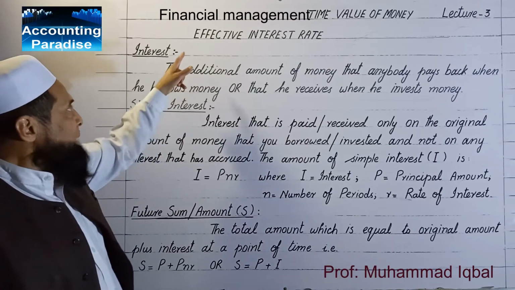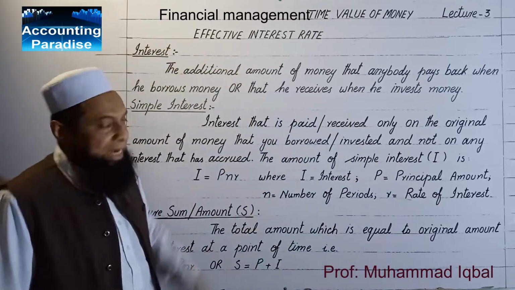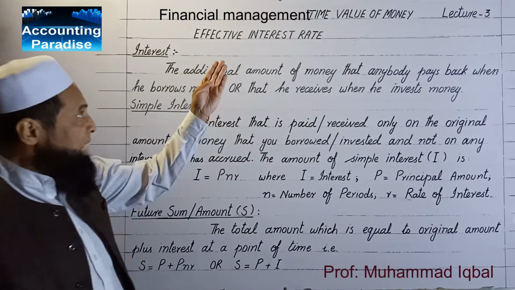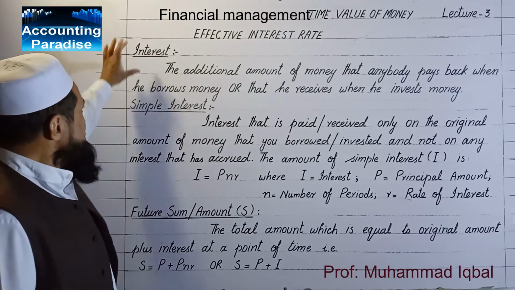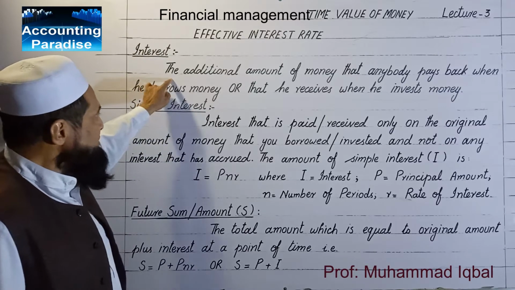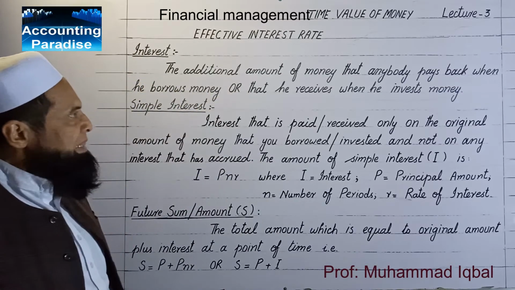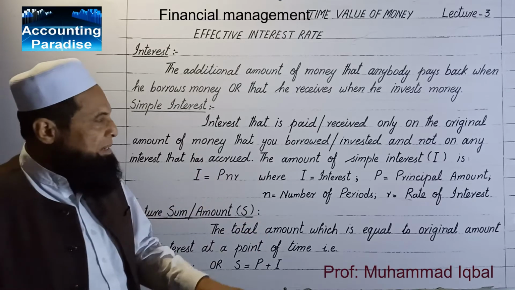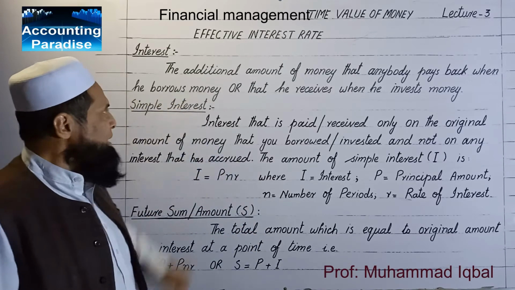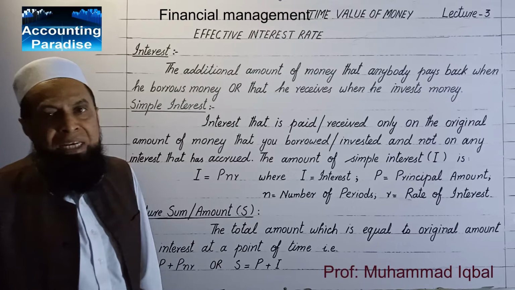The title of this chapter is Effective Interest Rate. It is a part of time value of money. What is interest? The additional amount of money that anybody pays back when he borrows money or that he receives when he invests money.